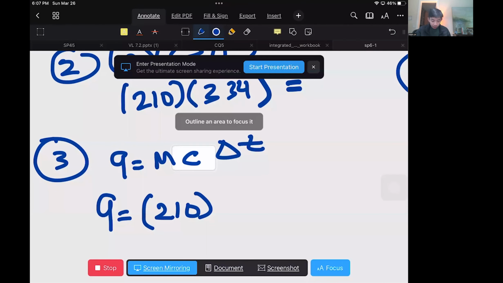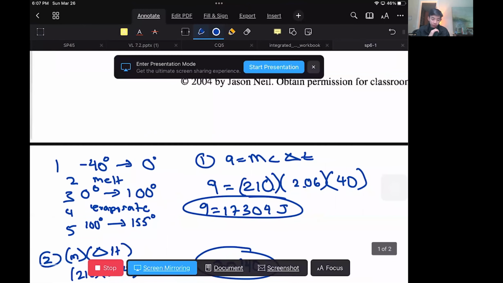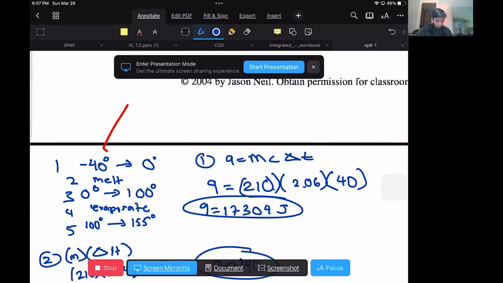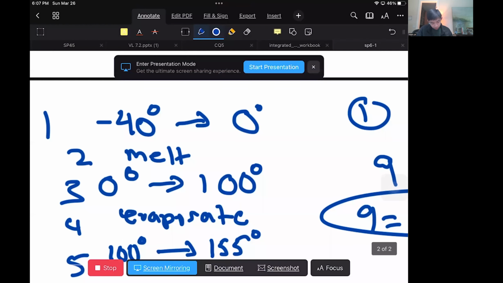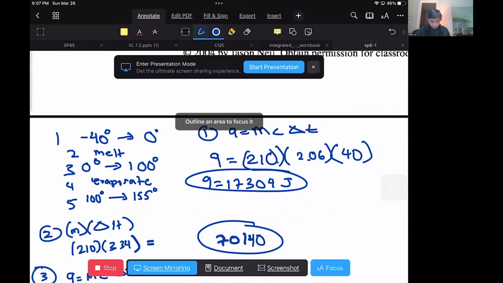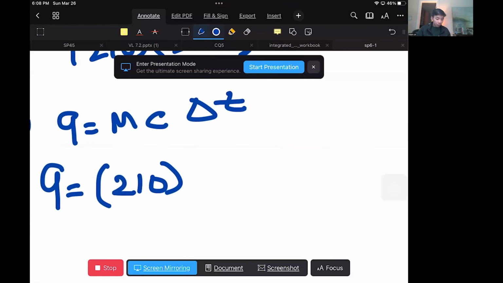Specific heat, C. Up here, when we went from -40 to 0, it was ice, and that's why we used 2.06. But now since we melted the ice, we're in water, so we can't use 2.06 anymore. The specific heat of water, Mr. Lee is going to give you this as well. It's going to be 4.18.